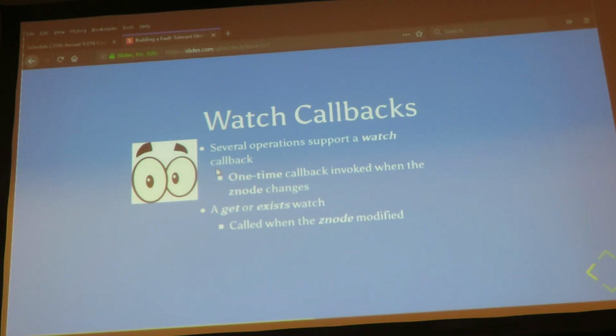So if you set a watch on a get or exist operation, if the znode is modified in some way, either it gets created, it gets deleted, or the data gets modified, your watch callback will get invoked. And then the other watch you can set is on the children. So if a child dies or a new child is added, the child watch will get called.